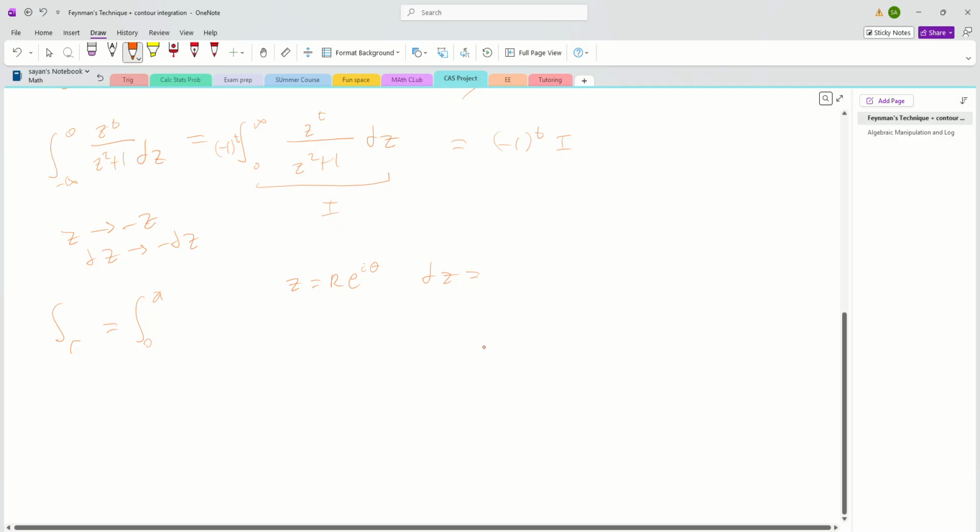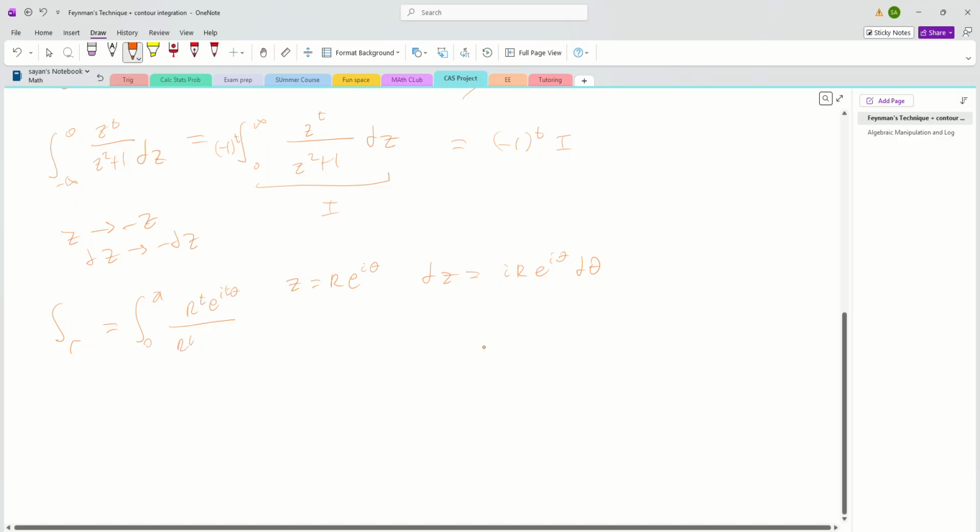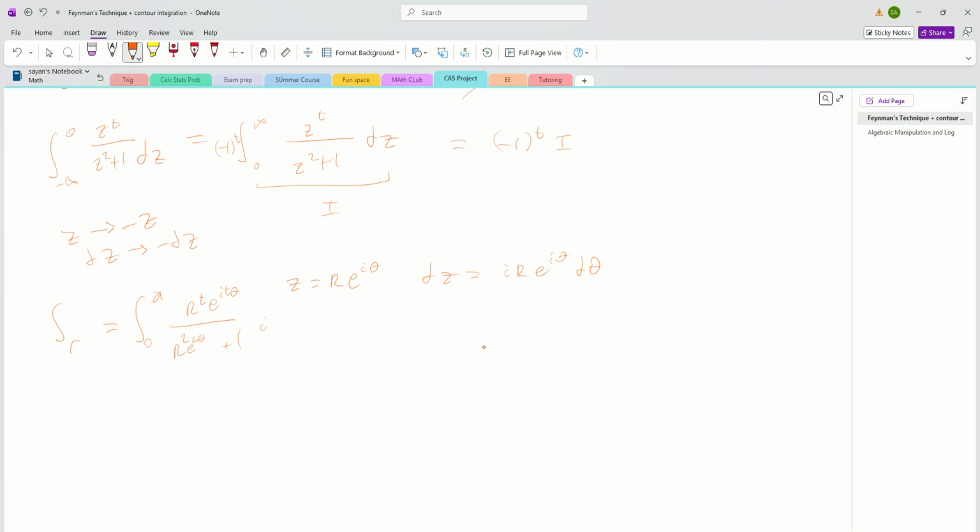So now dz is going to be equal to, I guess, i r e to the i theta d theta. Right? That's pretty simple. So now we're going to replace all of our z's with r e to the i theta. So we'll have r to the t e to the i t theta over, what am I doing? r squared e to the 2i theta plus 1. And then we have i r e to the i theta d theta.